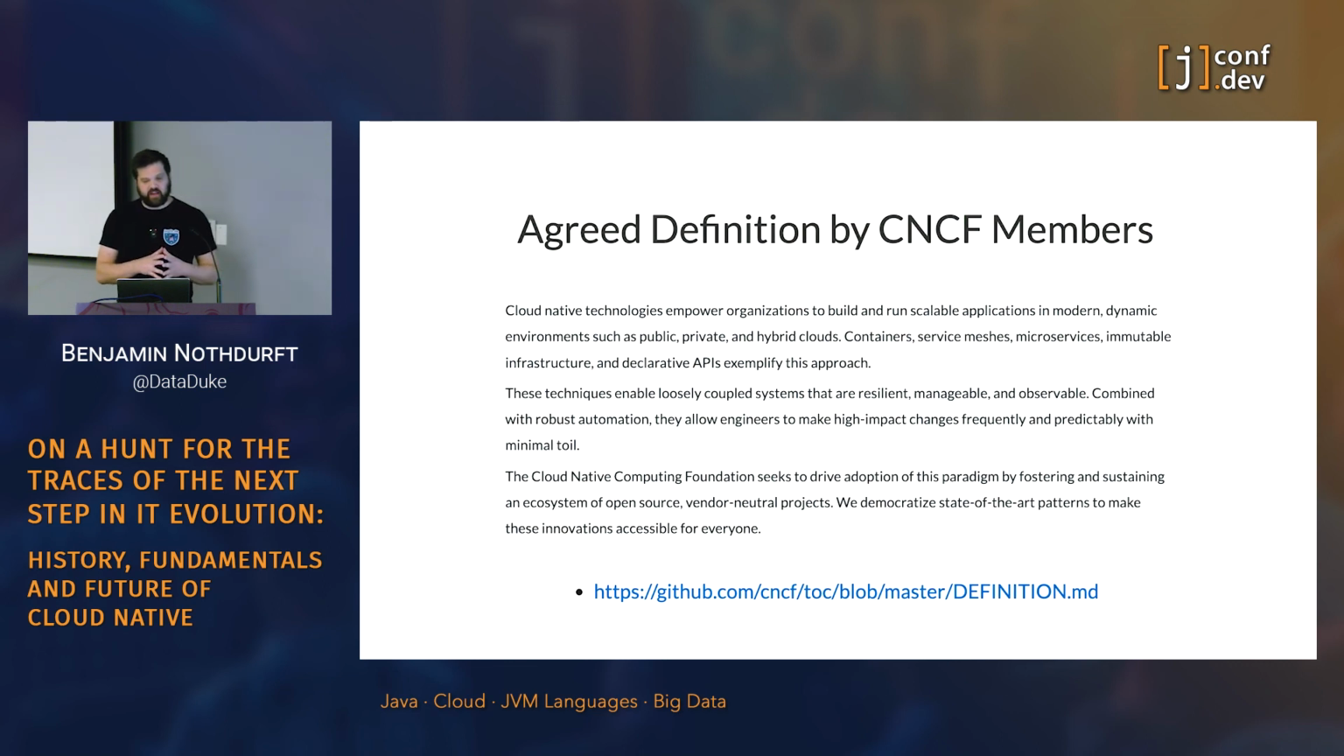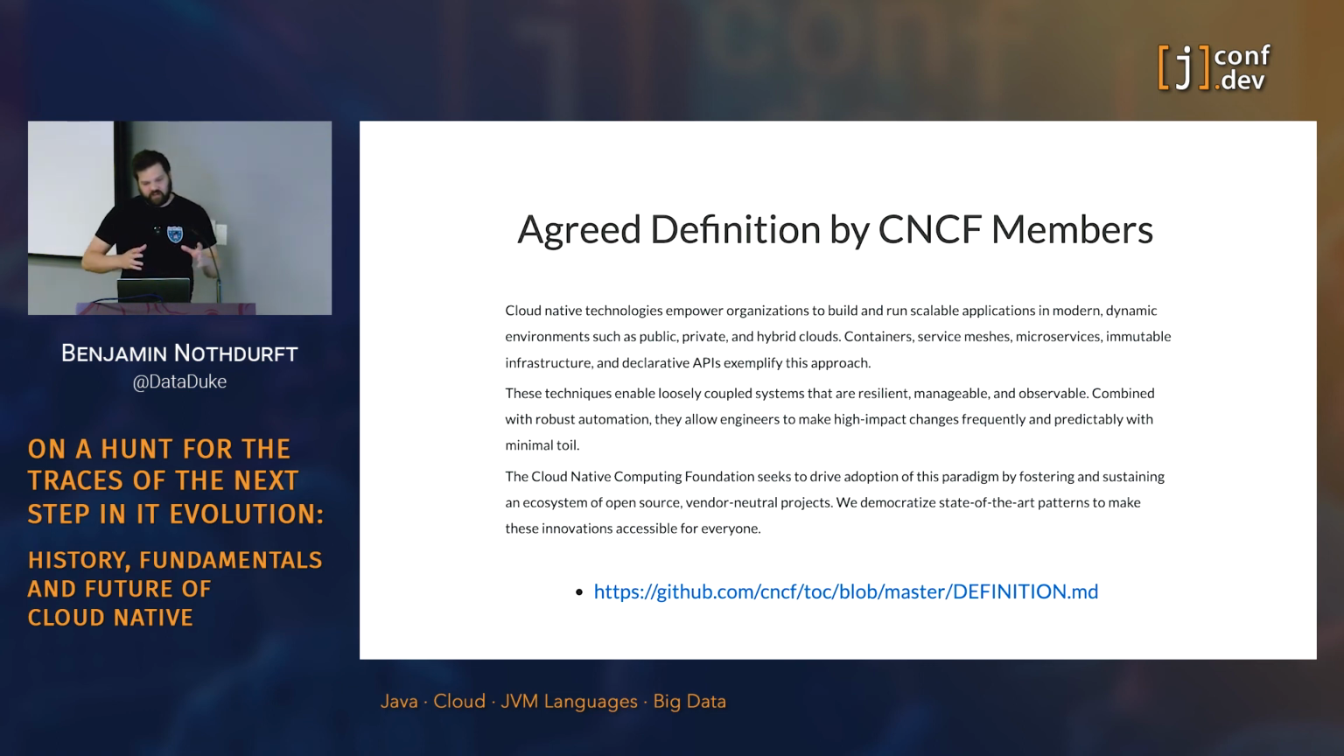The definition that they gave is that they want to empower each organization to build runnable and scalable applications for every environment that is possible, public, private, or hybrid. And no matter if you have service meshes in the background or microservices or any immutable infrastructure, it should help or should exemplify this approach. I think maybe there's a word missing. Yeah.